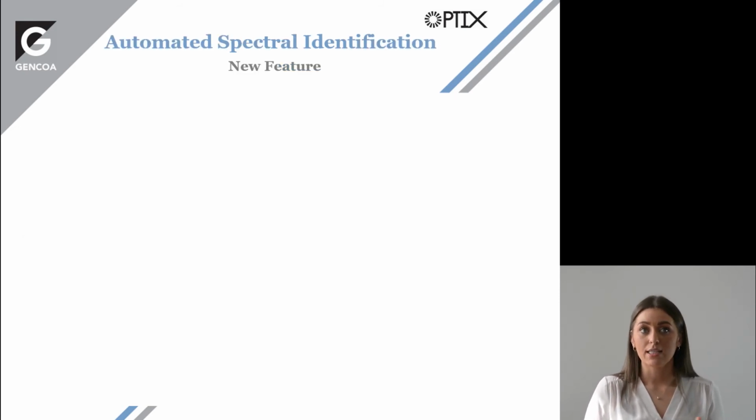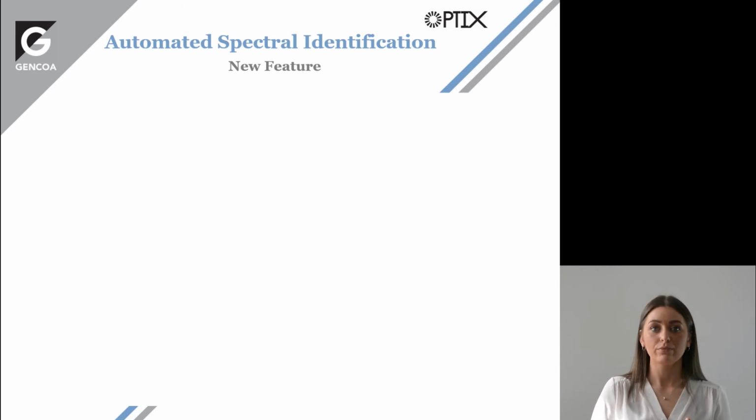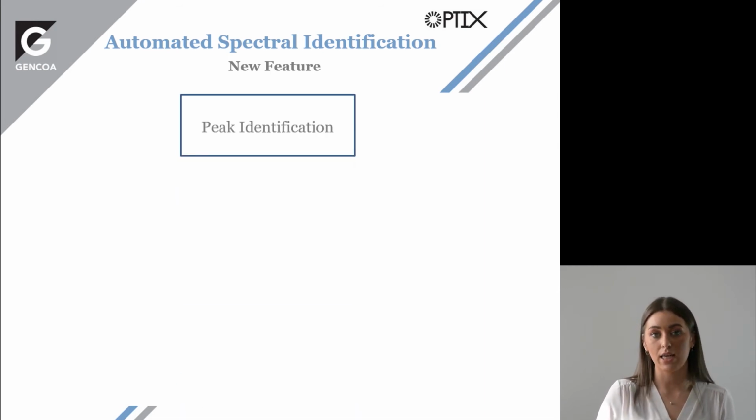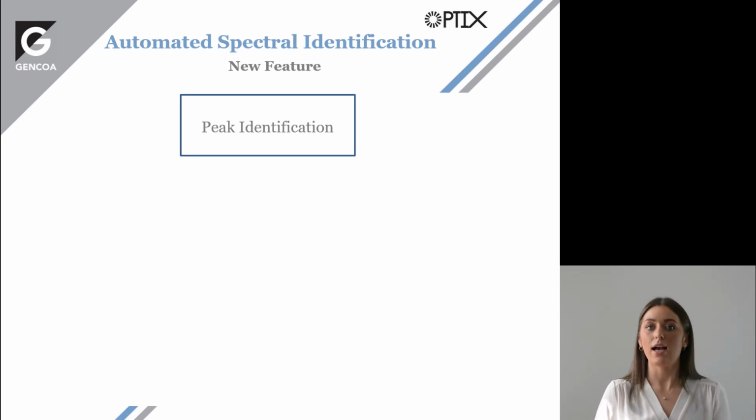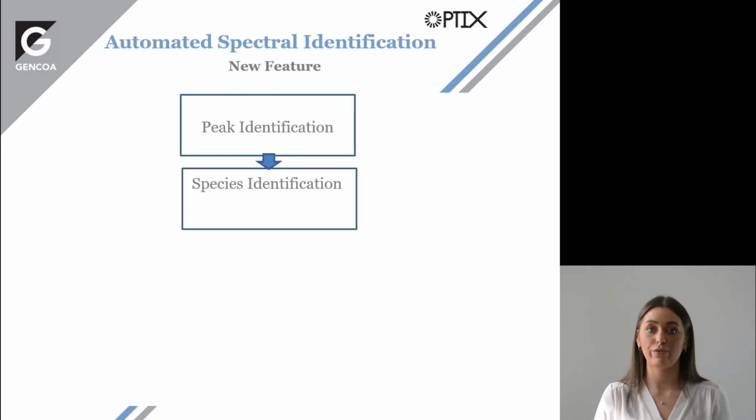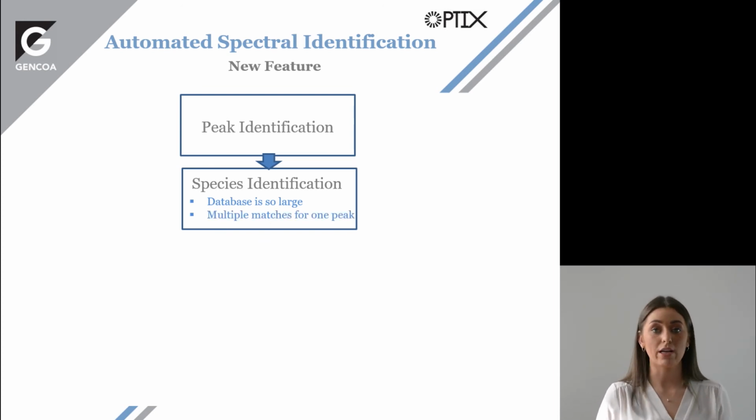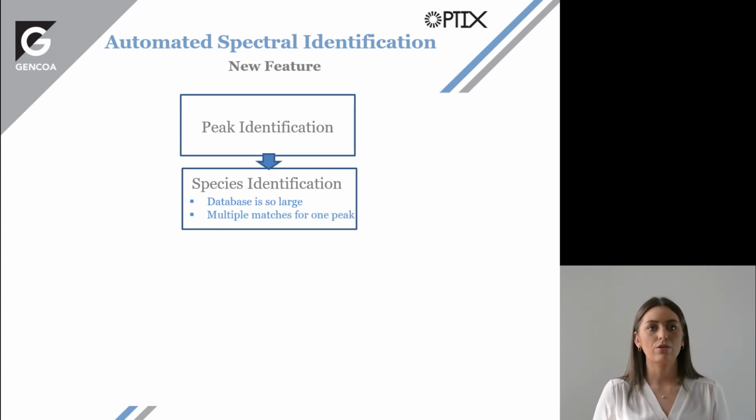Another new feature of the Optix is the Automated Spectral Identification. Our spectrum is identified in real time in our software, and we do this by identifying the peaks, the wavelengths of each of the peaks, and we can filter that using species identification, which converts wavelengths into the gas species that they correspond to. The database is so large that very frequently you end up with multiple matches for one peak, so it can be a very busy spectrum.